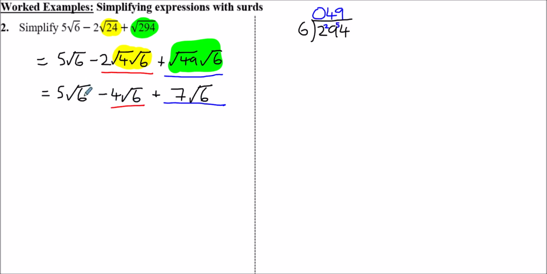At this stage, because the surd is the same, you can treat it as an algebraic expression. For example, if you just think root 6 is x, this would be 5x minus 4x plus 7x, which would be 8x. But because we're talking about root 6, 5 root 6 minus 4 root 6s plus 7 root 6s would be 8 root 6s. And that's as simple as we can go here.